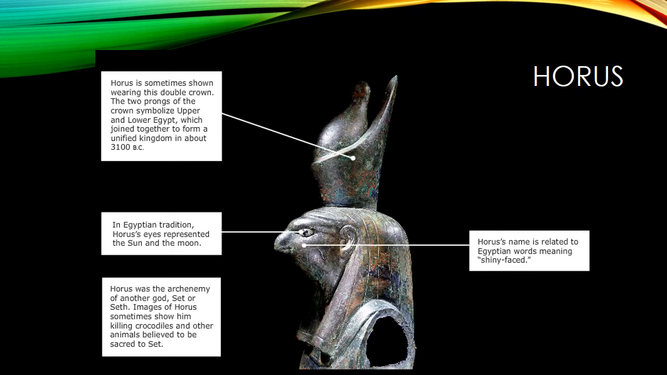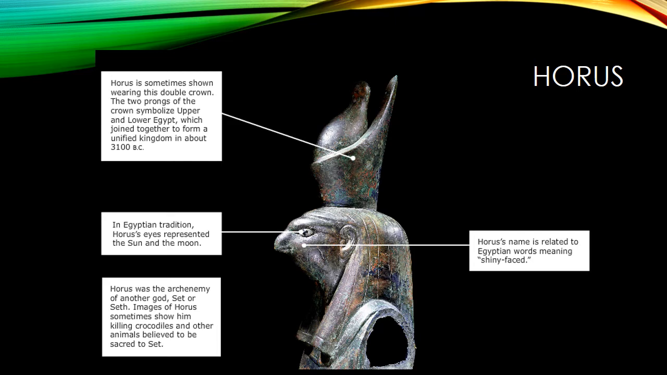So let's now talk about one of their gods. Here's Horus. We'll start from left to right and work counterclockwise. So Horus is sometimes shown wearing this double crown. The two prongs of the crown symbolize Upper and Lower Egypt, which joined together to form a unified kingdom in about 3100 BC. In Egyptian tradition, Horus's eyes represented the sun and the moon.